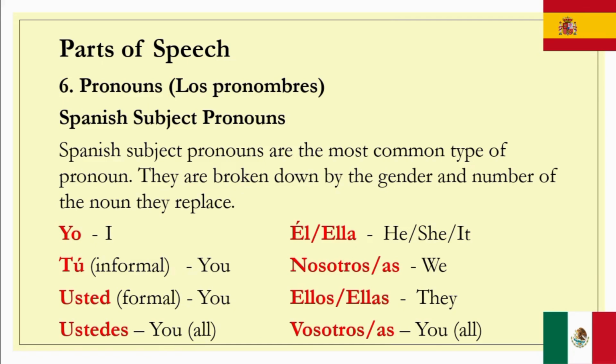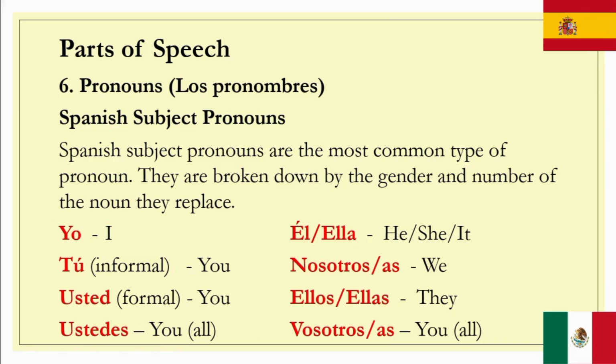And I just want to emphasize the difference of informal and formal. You use tú when you're talking to someone that you really know, close family members or someone that is inferior to you. But when you're talking to your boss or someone that is respected or higher than you, you must always use usted to address them formally. Okay? And then we have you all, which is ustedes.